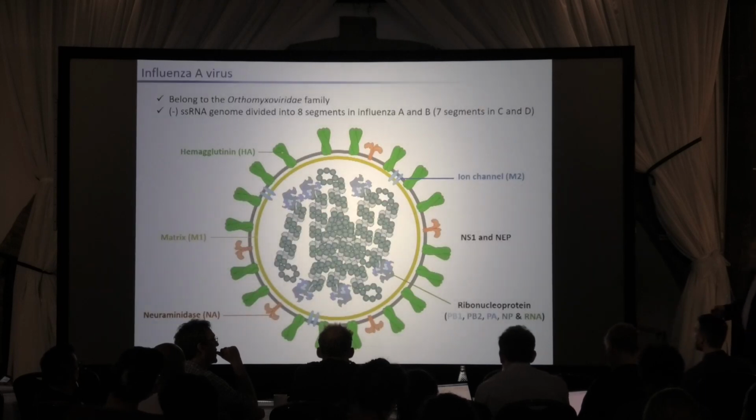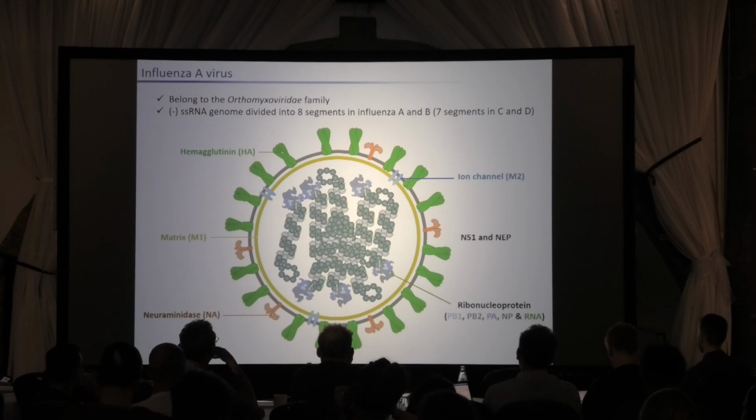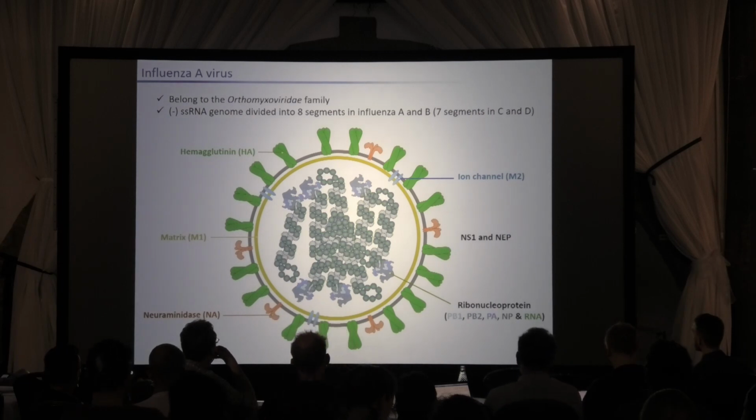So this is just a rough overview of what flu looks like. It has a lipid bilayer in which you have the hemagglutinin and the neuraminidase proteins. You then have a matrix formed by M1, and this encapsulates the segmented RNA genome. Influenza A has an 8-segmented genome, as does B, and flu C and D have 7. And these are the things that I'm going to be talking about.